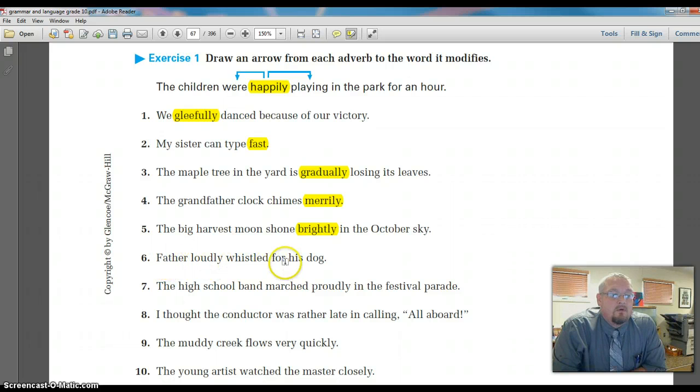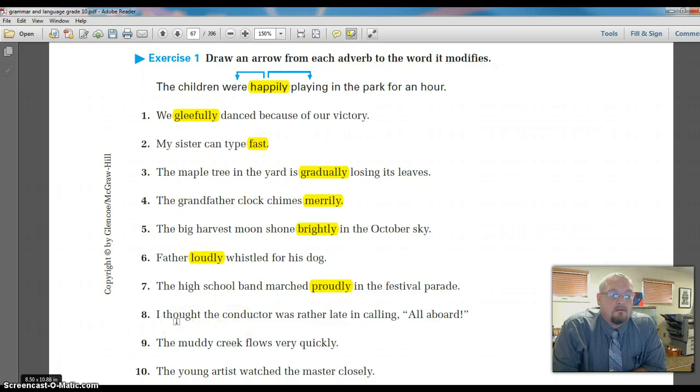Father loudly whistled for his dog. Let's locate the verb in there. The verb would be whistled. So what modifies whistled? Loudly. So the arrow would point to whistled. Number 7. The high school band marched proudly in the festival parade. Proudly modifies the verb marched.